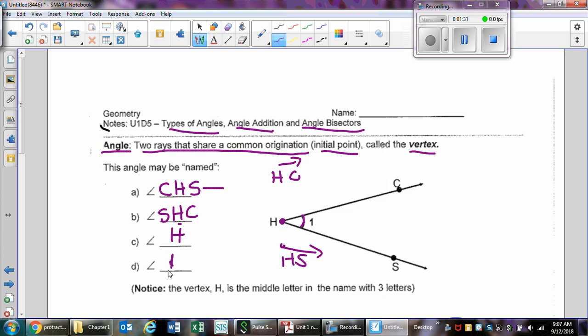Or sometimes I can just use the number they gave us. In this case, they gave us number 1, so I can also name this angle 1. Notice that the vertex H is the middle letter of the three names. If you switch it around and say HCS, for example, you're naming a different angle, created here, not this one. If you make C the middle letter, that's the angle you're talking about. If you make S the middle, this is the angle you're talking about. So you have to be very careful how you name your angle.